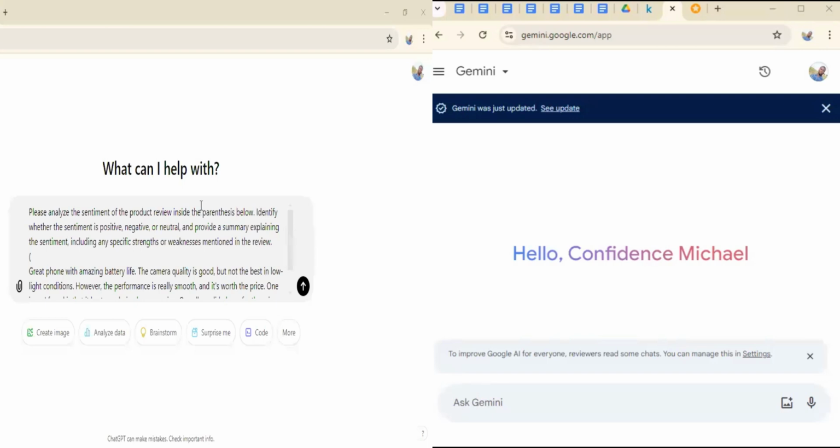So what I'm saying here is, please analyze the sentiment of the product review inside the parentheses below. Identify whether the sentiment is positive, negative, or neutral, and provide a summary explaining the sentiment. Include any specific strengths or weaknesses mentioned in the review. And what is the review?